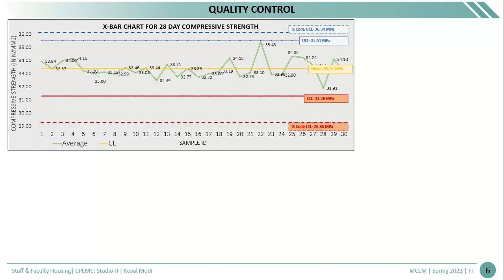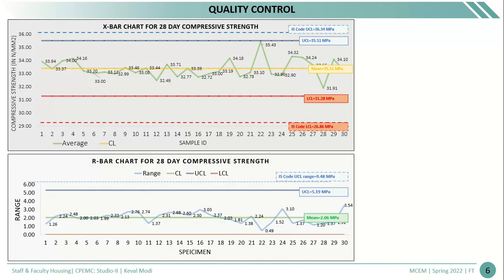This control chart is prepared basically for the M25 grade of concrete, and the targeted strength is 34.4 MPa. 30 samples are used with a specimen size of 3. Then the R bar chart is prepared to find out the range, and as per the IS code, the range should not be greater than 9.4 MPa, and all readings are within the range.